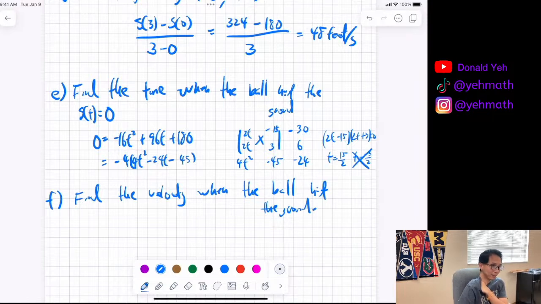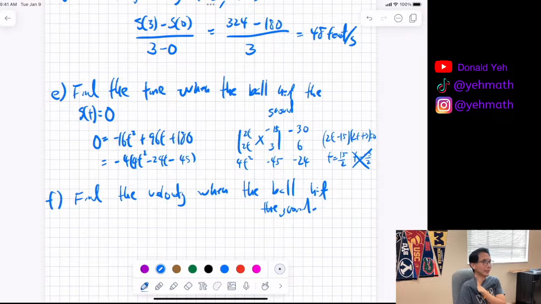You cannot get negative time. t equal to 15 over 2 is the time. And you say, yes, I found the time when I hit the ground. Can you find the velocity when I hit the ground? Do not tell me 0.